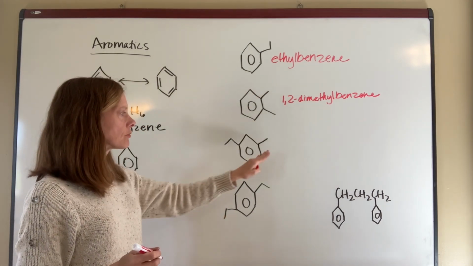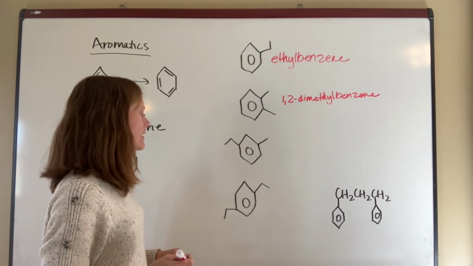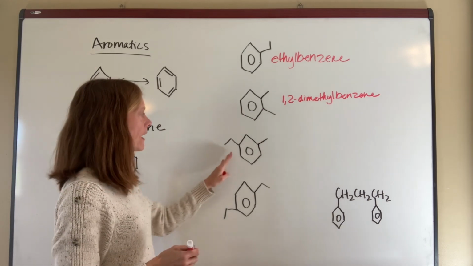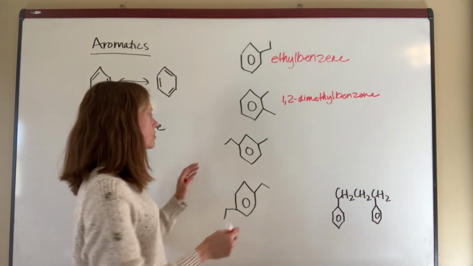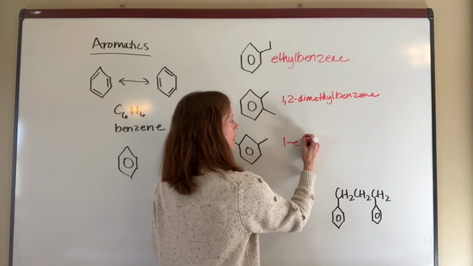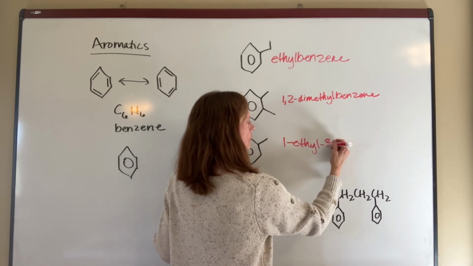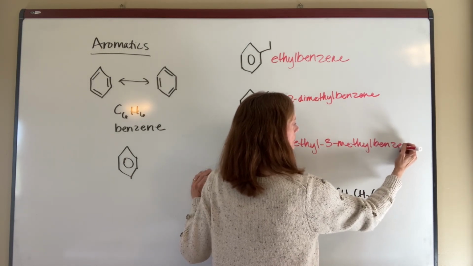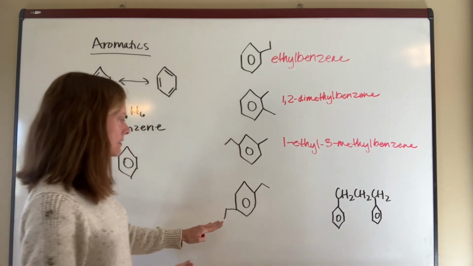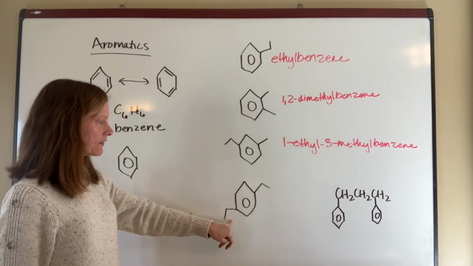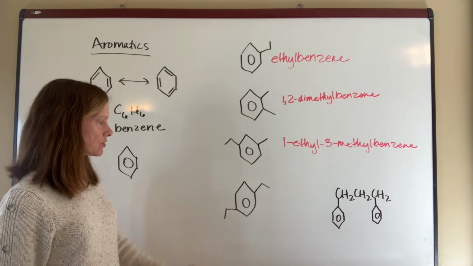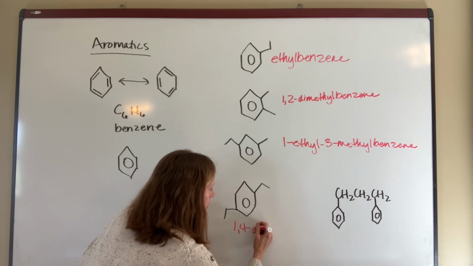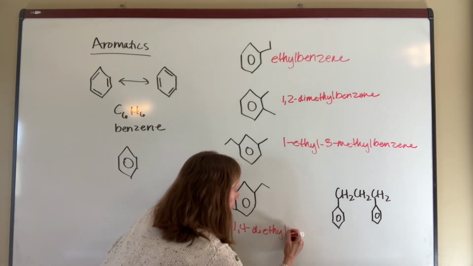Here I have both an ethyl group and a methyl group. And so I'm going to number it so that I give them the lowest possible numbers. Ethyl, when I name it, is going to come first. So here I'm going to name this one as 1-ethyl-3-methylbenzene. And down here, I've got two ethyl groups hanging off of it, and so they're on the number 1 and the number 4. So this is going to be 1,4-diethylbenzene.